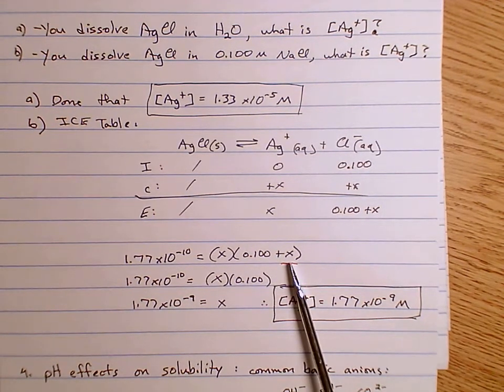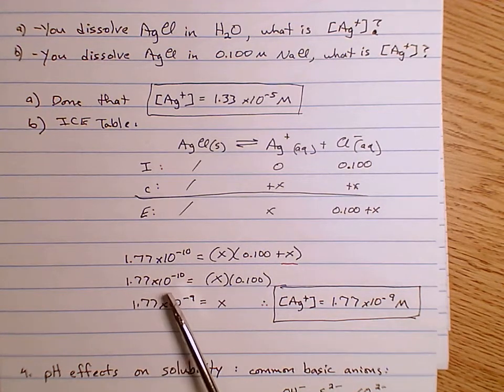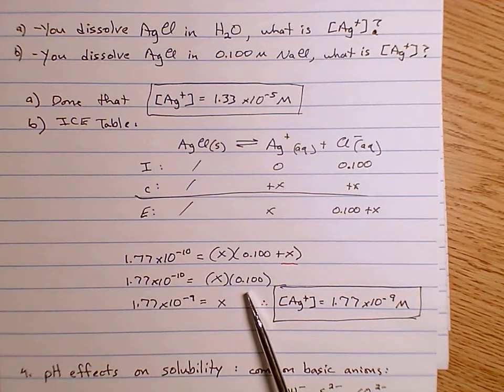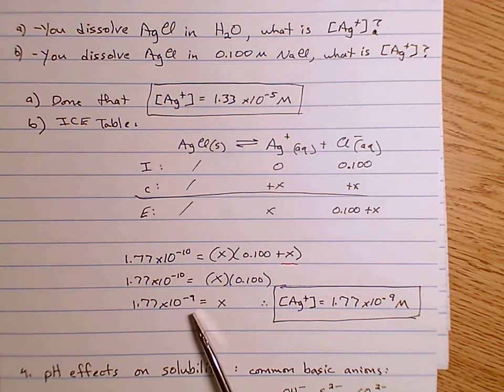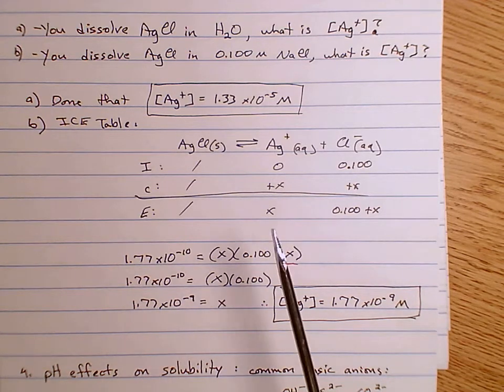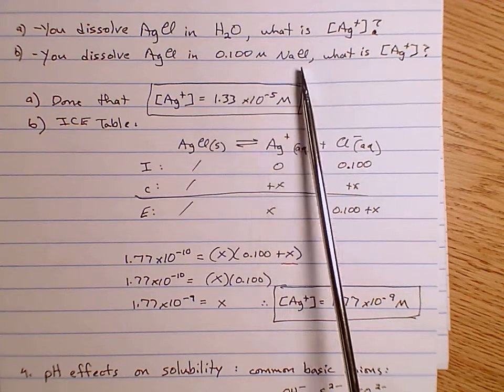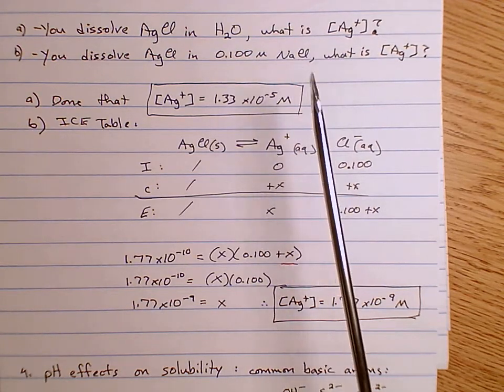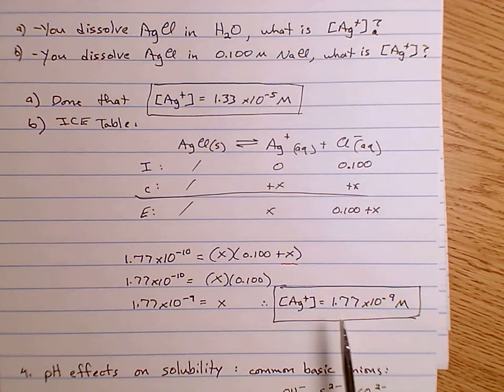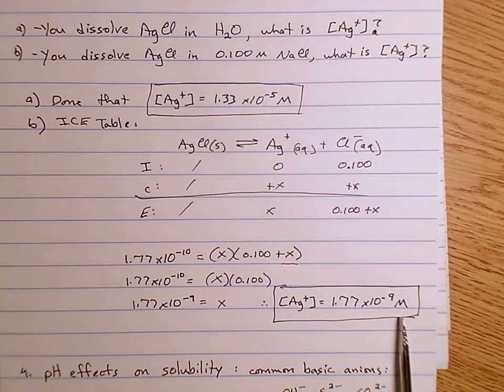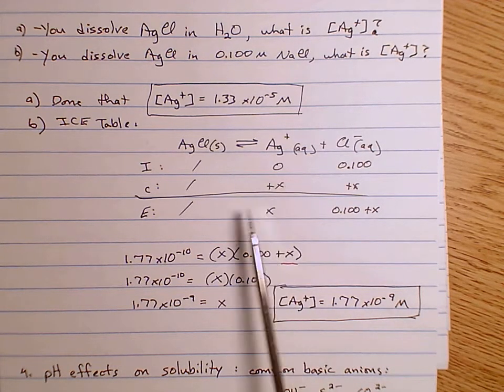Therefore, we ignore this plus X here, and so we get 1.77 times 10 to the minus 10th equals X times 0.1, and this math became super easy. X equals 1.77 times 10 to the minus 9, which is our concentration of silver. So note, when you dissolved your silver chloride in 0.1 molar sodium chloride, we end up with 1.77 times 10 to the minus 9th molar silver ions.